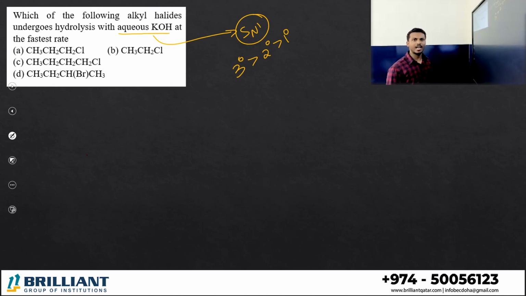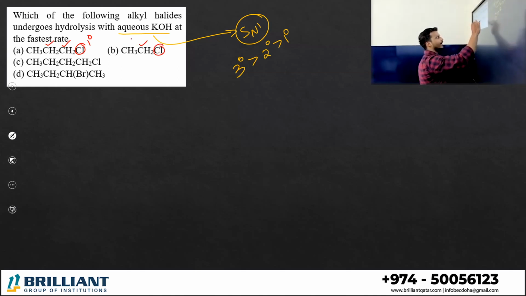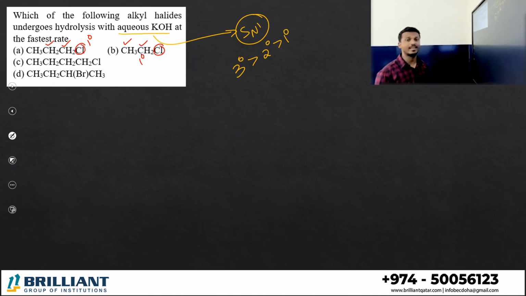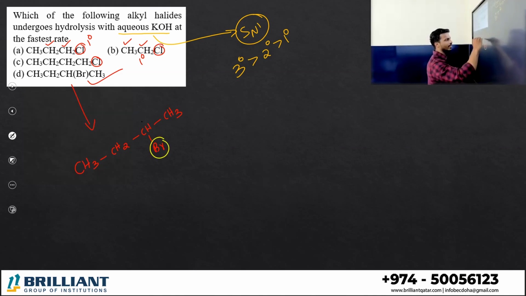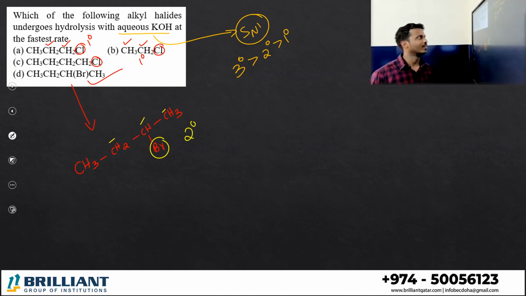Option A is a primary haloalkane, right? Chlorine-connected carbon is directly connected to one carbon, primary. Option B, chlorine-connected carbon is directly connected to one carbon, primary. No, we need tertiary or secondary. Option C again primary. Option D secondary. Why option D secondary? CH3, CH2, CHBr, single bond CH3. See here, the bromine-connected carbon is directly connected to 2 carbons. Therefore, it is secondary. So, secondary is more preferred than primary. Answer is option D. Okay, aqueous medium.